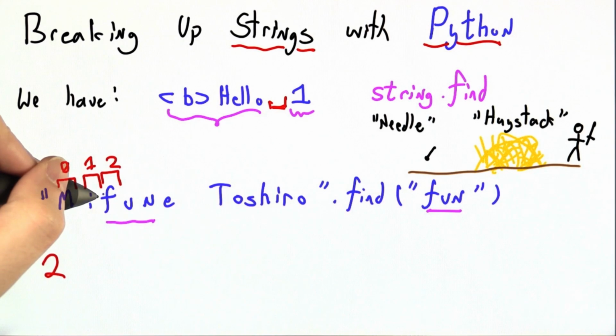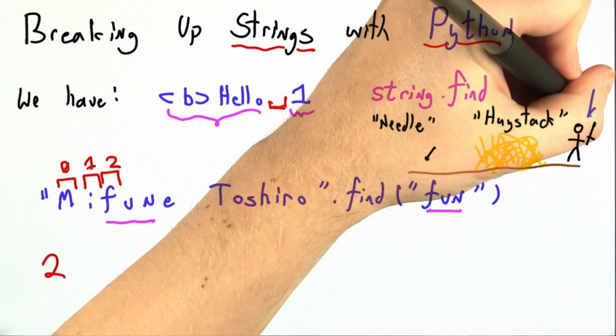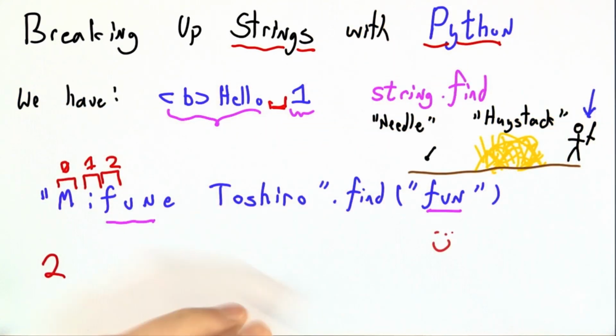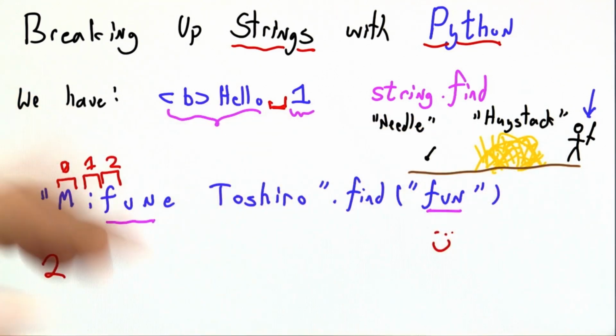And Toshiro Mifune is a Japanese actor. One of his most famous roles is the bandit in Rashomon. Well, we found the fun, so snap, the rest of the job's a game.